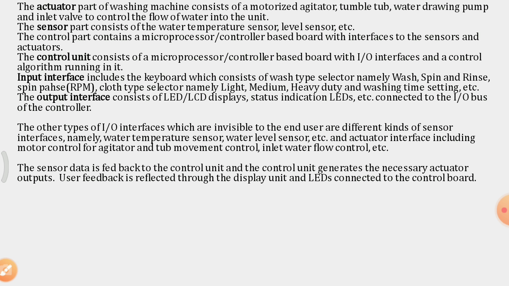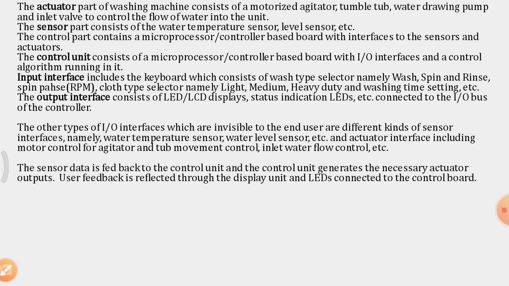Then the sensor part consists of water temperature sensors, level sensors, and many other sensors. The control unit contains a microprocessor or controller based board with input output interfaces, as well as connections to the sensors and actuators. A control algorithm is run on the chosen microcontroller, which controls the sensors and actuators.